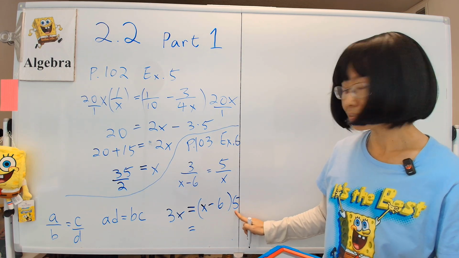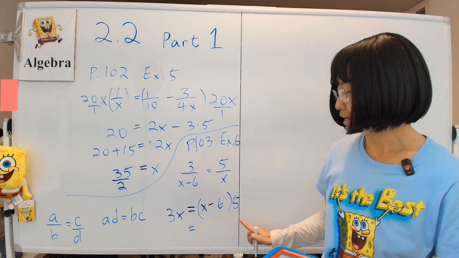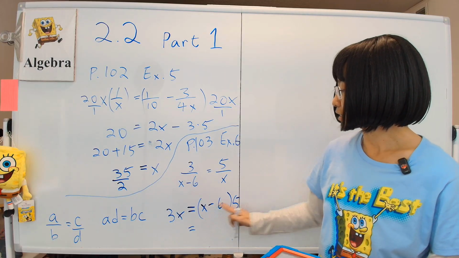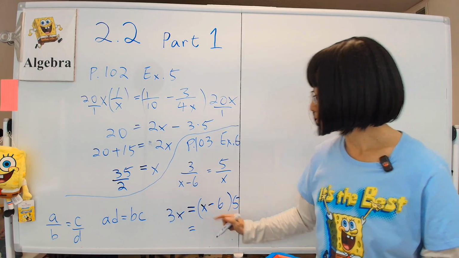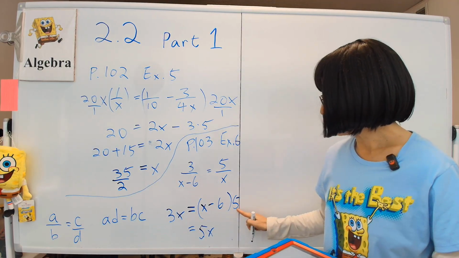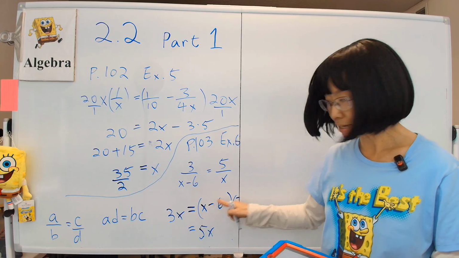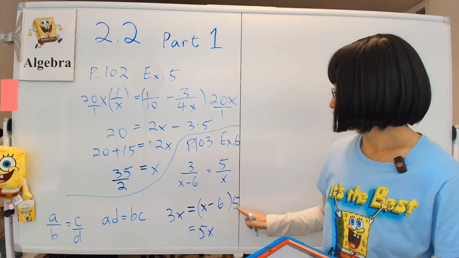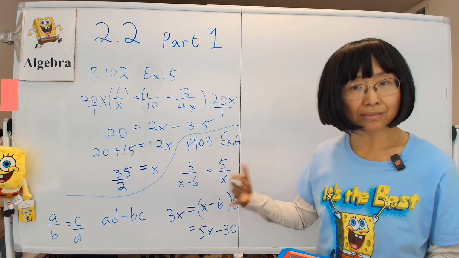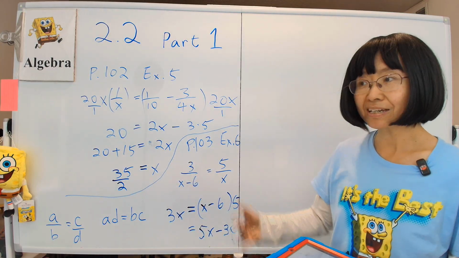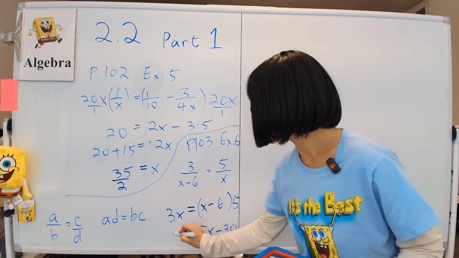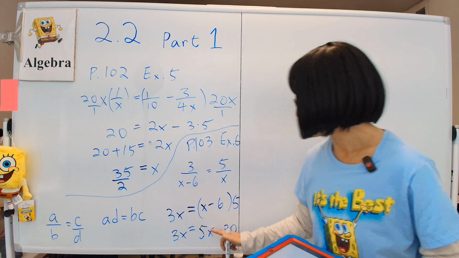We'll take the 5, which is outside, and multiply by each item inside, one at a time. It's like shaking hands with this group. We'll shake hands with each guy in here. So 5 times x is 5x. And then 5 times negative 6, the negative sign sticks with this guy, so 5 times negative 6 becomes minus 30. A negative and minus are the same symbol. We call it sometimes negative, sometimes minus, they're all the same. So then we have 3x equals 5x minus 30.